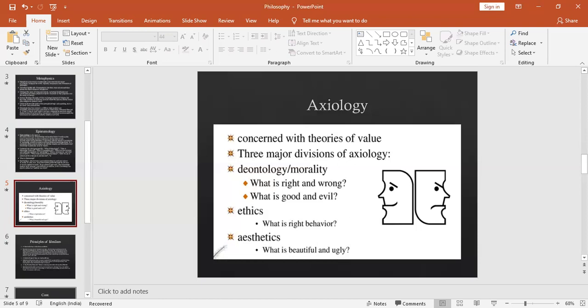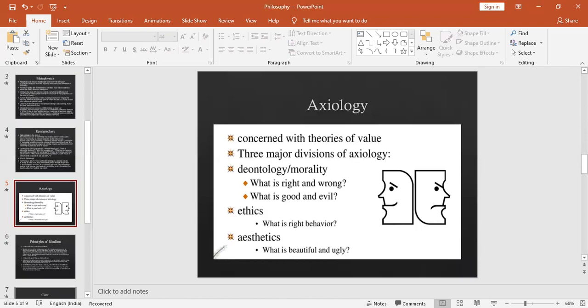Okay, so axiology talks about three things: it is concerned with theories of value, that is, about right and wrong, about good and evil, right? And the other thing is ethics. What is ethics? What is the right behavior? That is ethics. And the third one is aesthetics. What is aesthetics? Taste, right? What is beautiful and what is ugly? So these are the three major broad areas of philosophy.